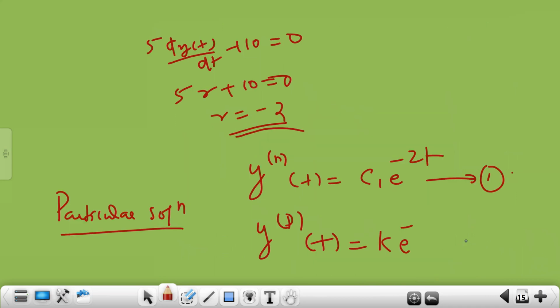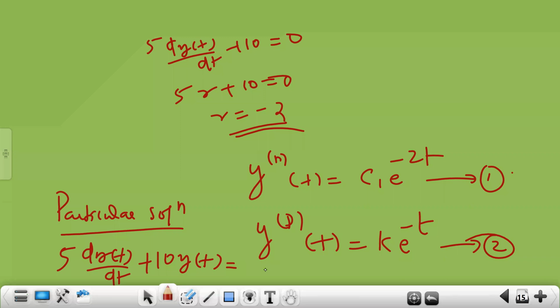Kindly take down the given equation again. All of you write the given equation again. What was the given equation? 5 dy of t by dt plus 10 y of t equal to 2x of t. Let it be equation number 3, and substitute 2 in 3.